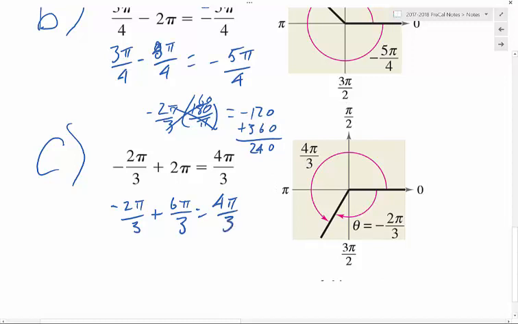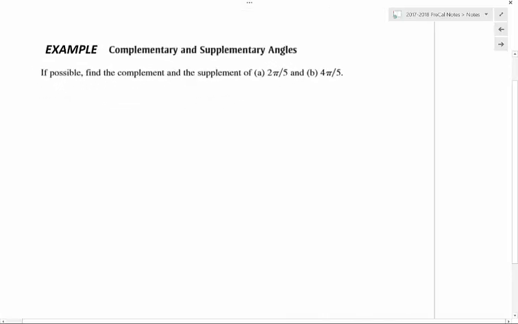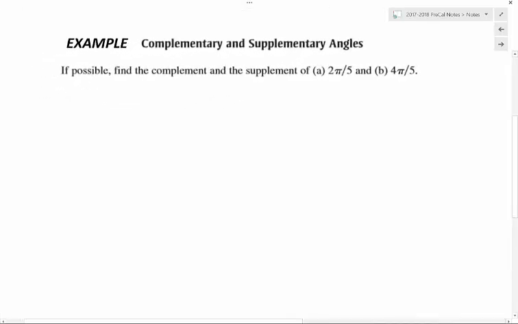Don't worry if you're feeling a little bit confused right now. You will get the hang of it, I promise. So it is possible to find the complement and the supplement of an angle. Remember, complementary means they add up to be 90. Supplementary means they add up to be 180.